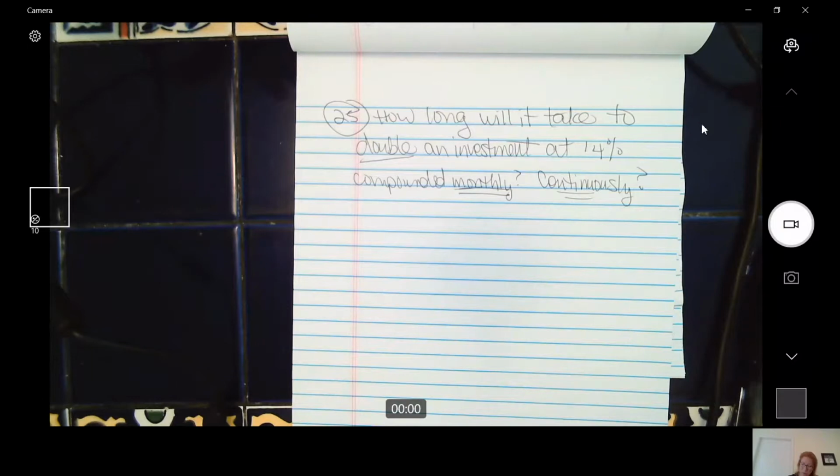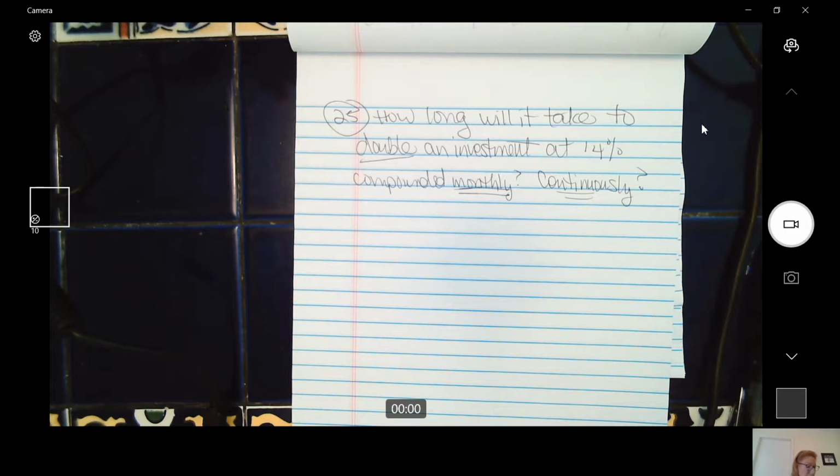Okay, I had to stop the recording earlier before I could get to number 25. So this is the very last question that was asked about on the Mod 3 review, and it's about a doubling time kind of problem. And it doesn't give you a specific amount of investment that was invested initially. It just says how long would it take for an investment to double at 14% compounded monthly and compounded continuously.